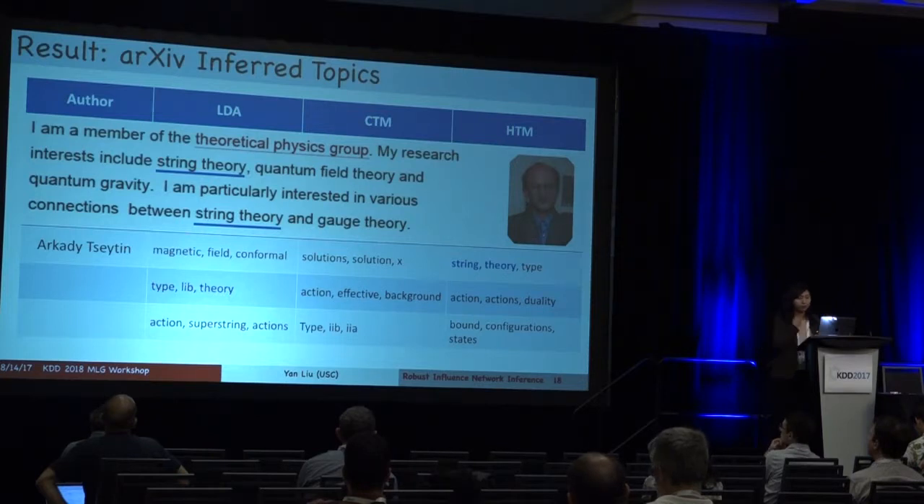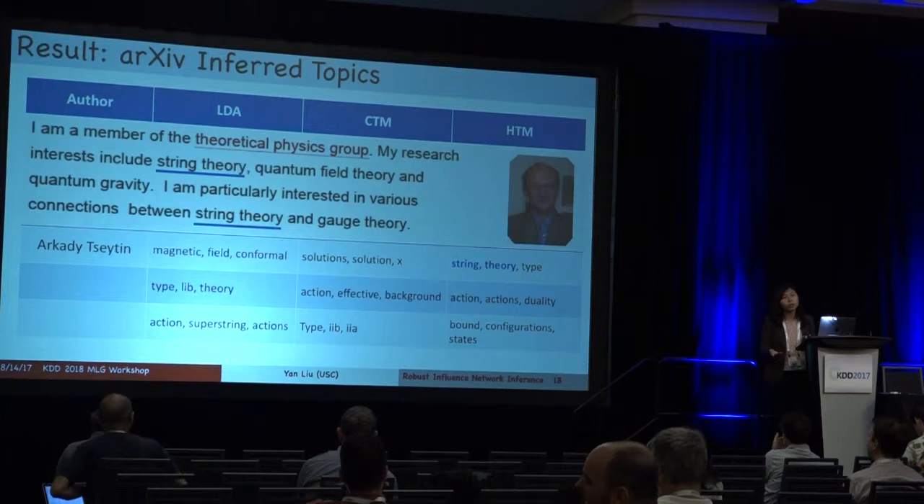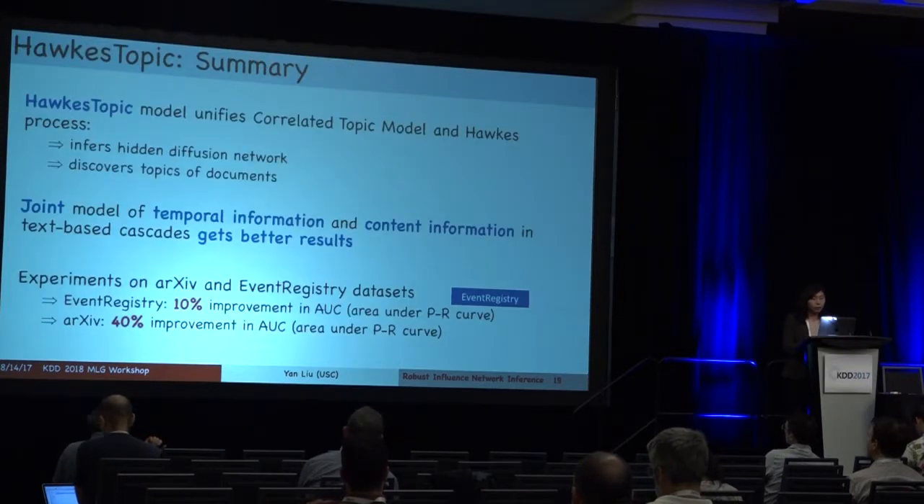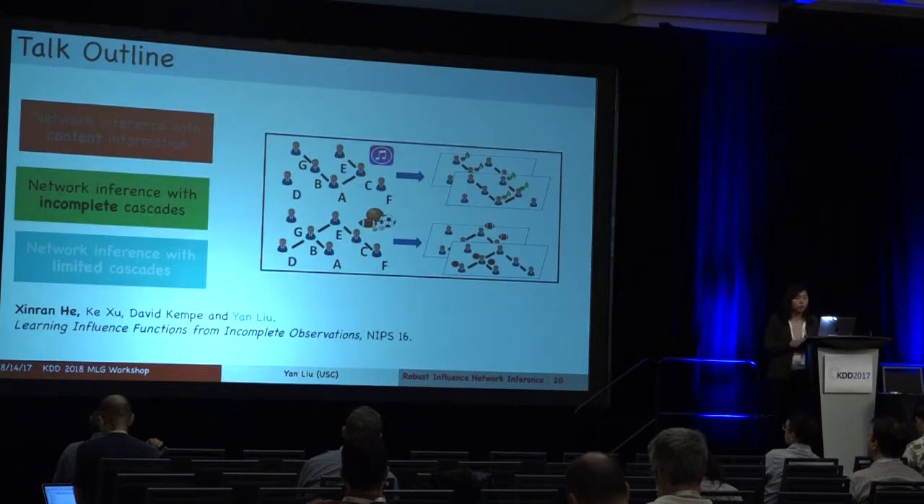influential in the community. Okay, so with that, hopefully you get a little bit of an idea of how we were able to develop this particular Hawkes topic model, which can model both the content information and the cascade to infer the influence network structures. So next, I'm going to talk a little bit about the topic of network inference from incomplete cascades.